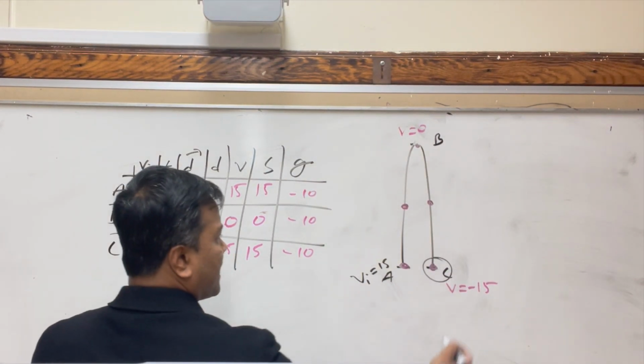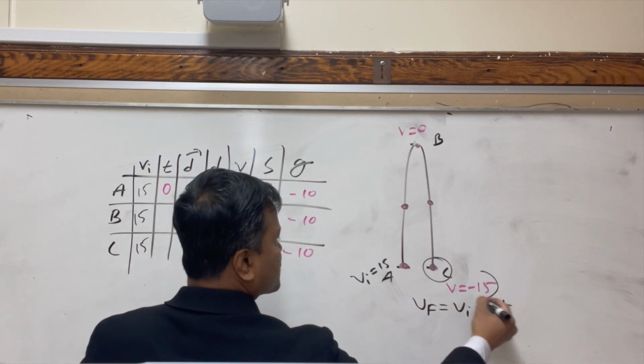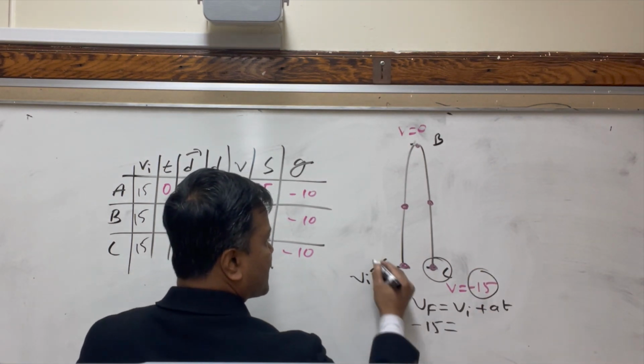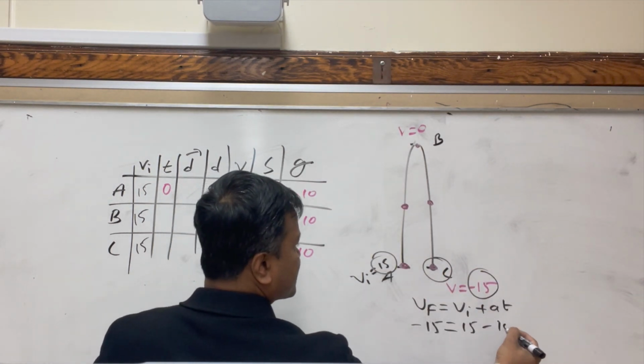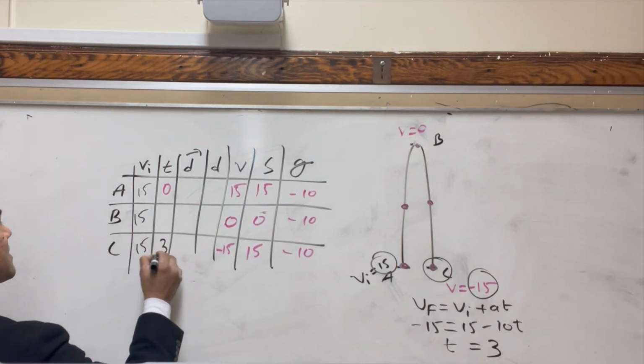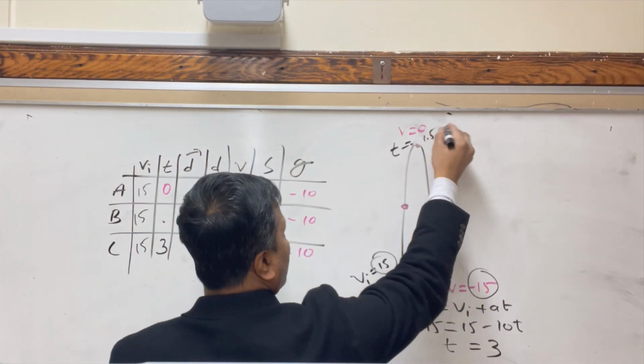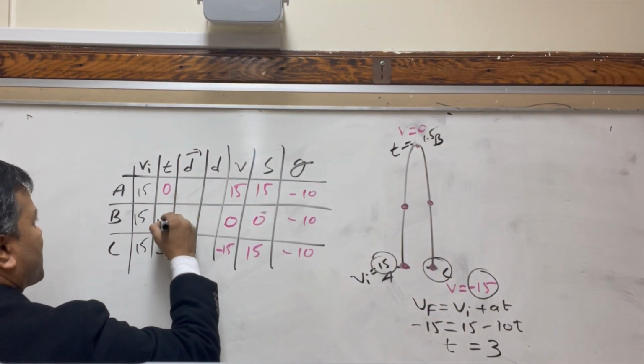Right over here, for time: Vf is equal to Vi plus At. So this is negative 15 and this is positive 15 minus 10t. So t is equal to 3. This t must be half, so t is equal to 1.5.